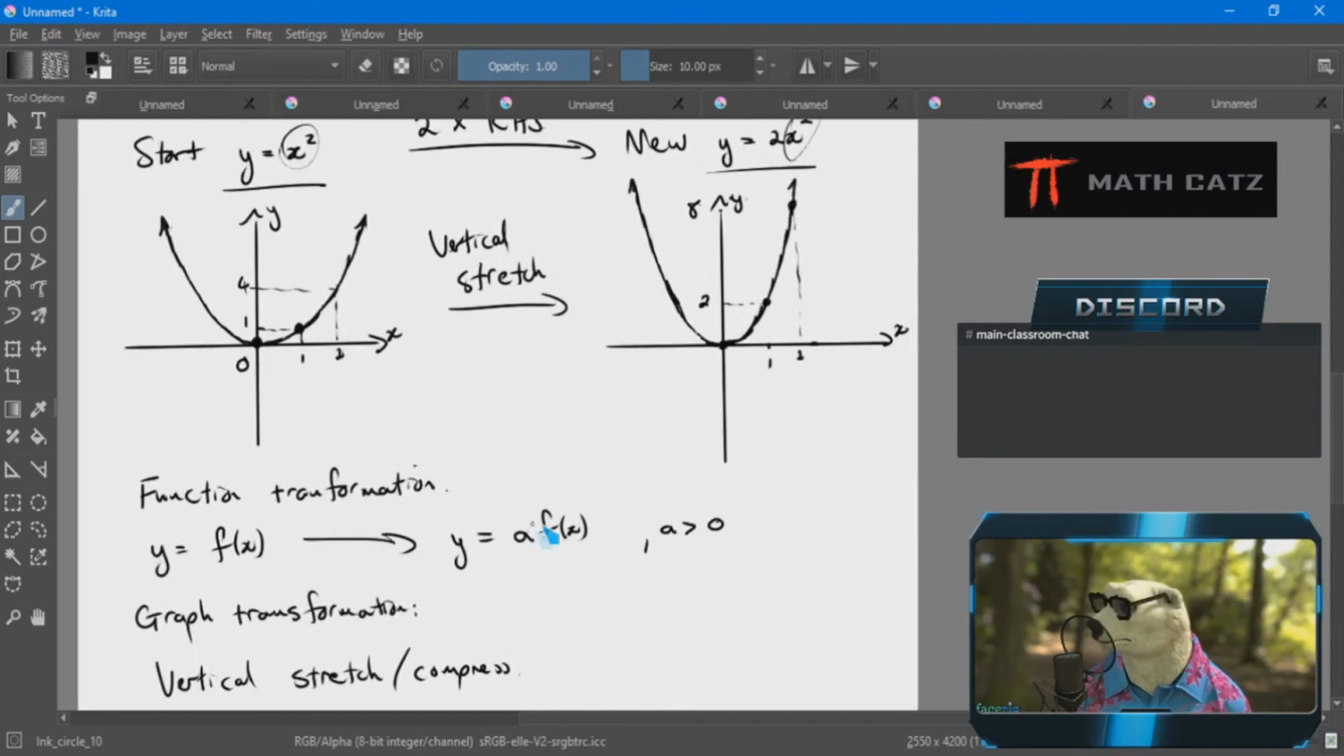So we use the basic parabola quadratic function as a starting point to help us understand why these things are happening to the graph when I change the function in a certain way. But I'm not really attached to that function, and it can be any function.